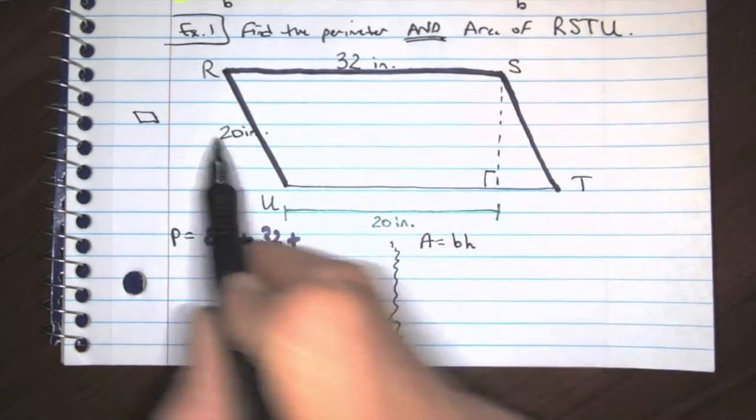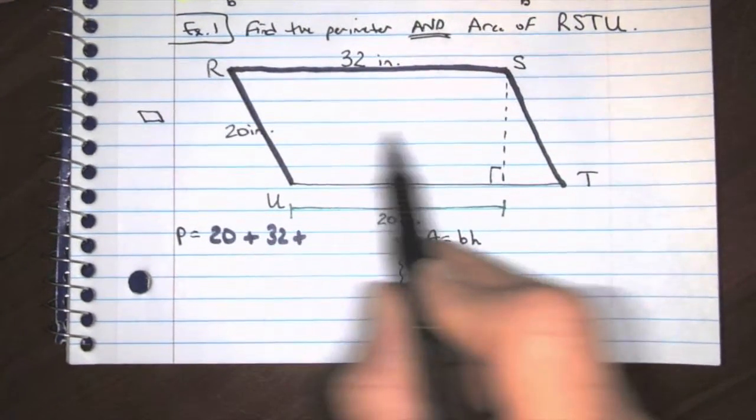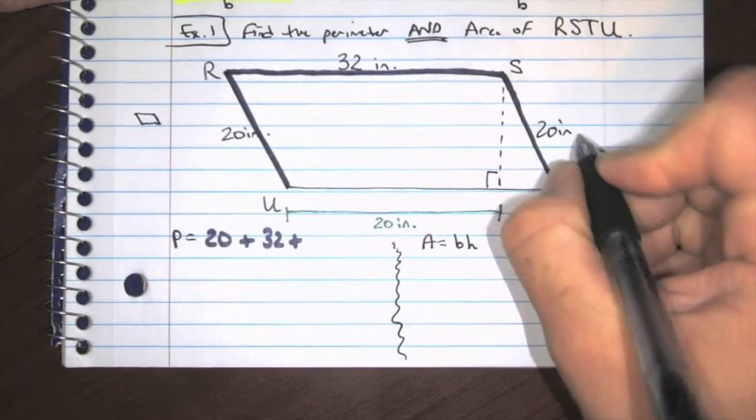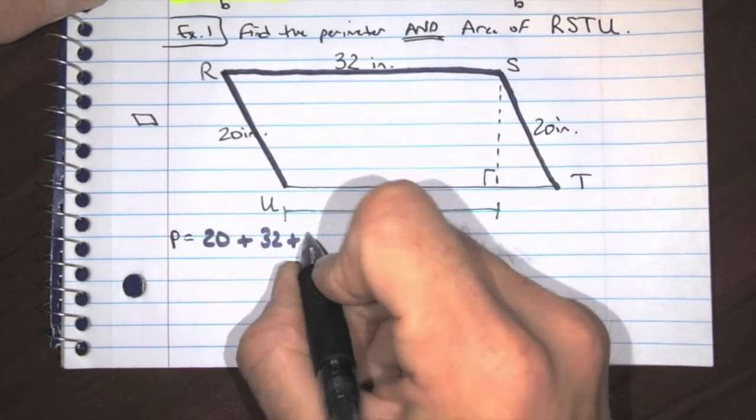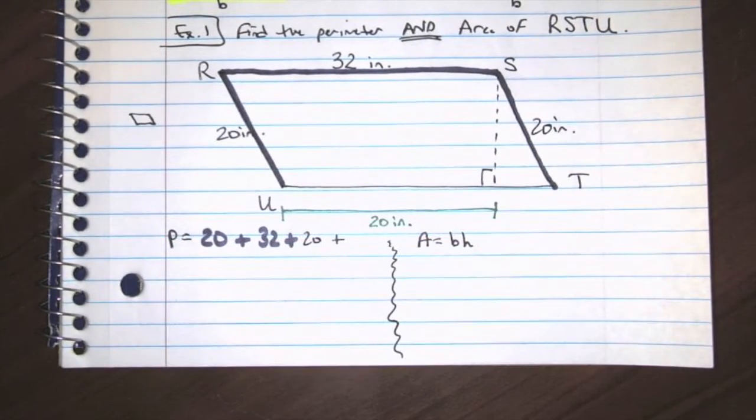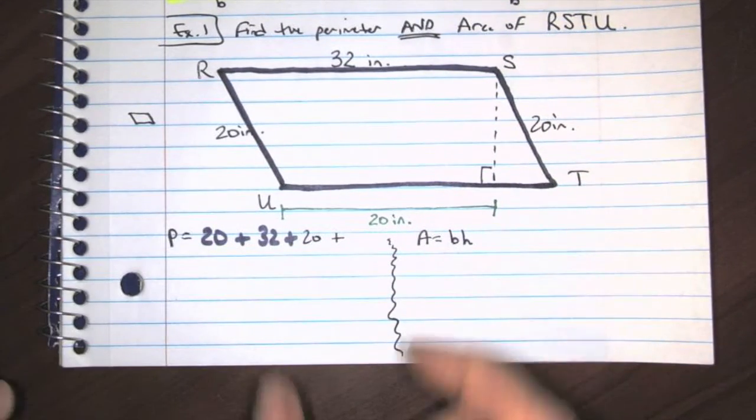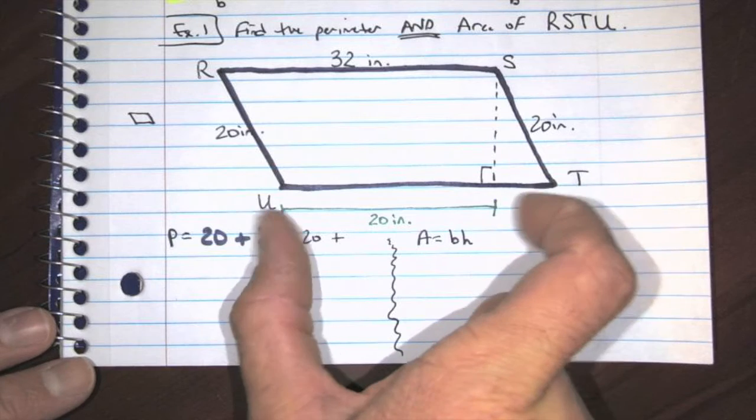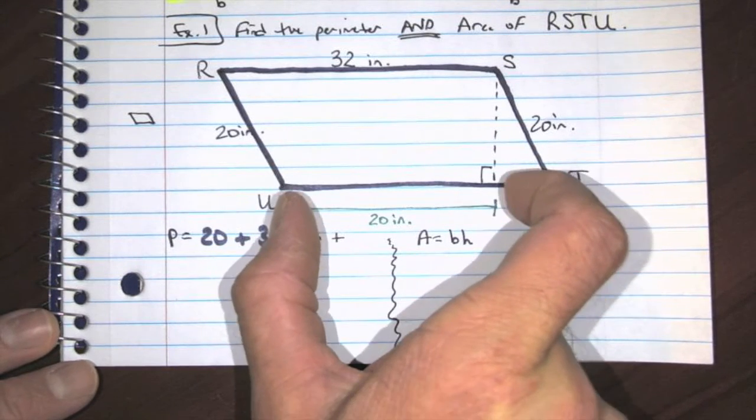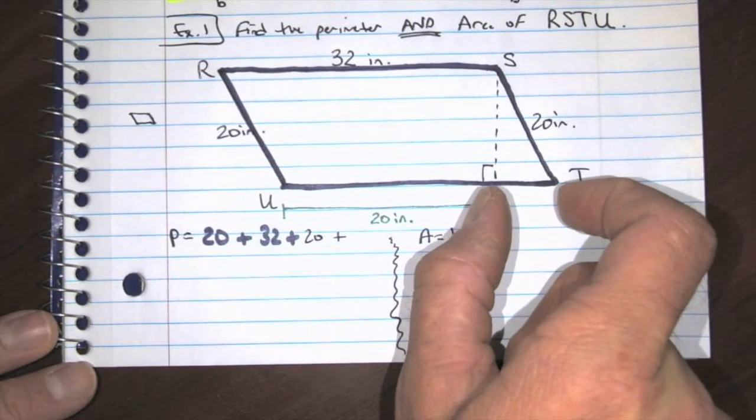Parallelograms, opposite sides are the same. If this is 20 inches, that's 20 inches. Even if they don't give that to you in the book, that's 20. Plus the bottom side. Oh, darn it. Once again, shoot, how are we going to do this? They don't give us a whole side, they give us a partial side. So if this is 20, how do you figure that out?